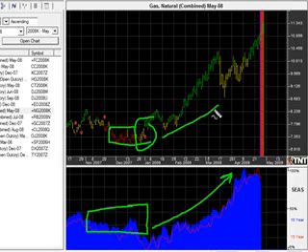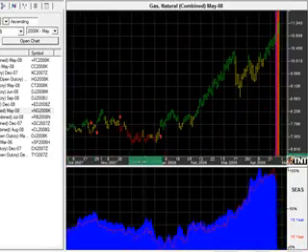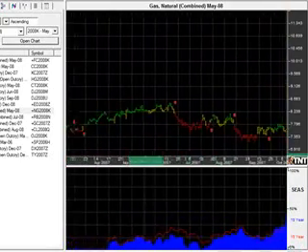Now, a lot of people will continue to try and trade markets all year long, during time frames that generally are not very good time frames to be trading.